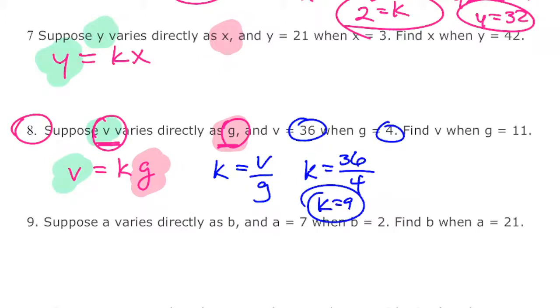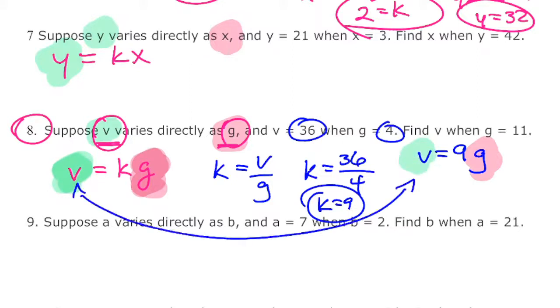Let's put in an equation. v equals 9g. Mike, how'd you get that? I'm just copying what we did over here. There you go. See it now? Okay, and we just found k. All right, that's our equation.